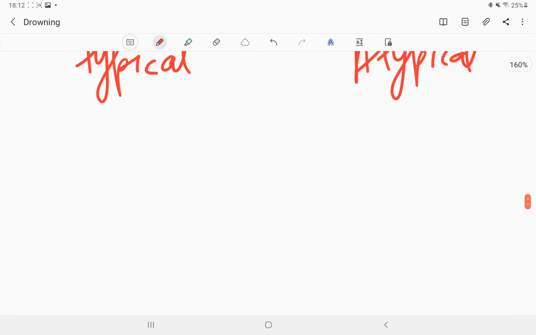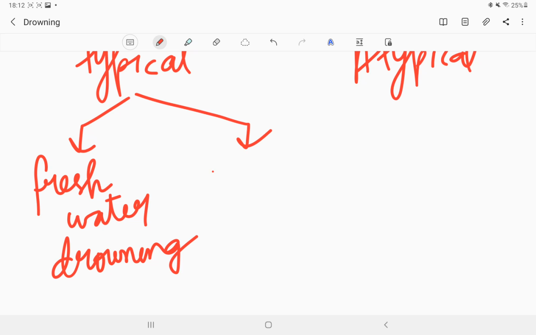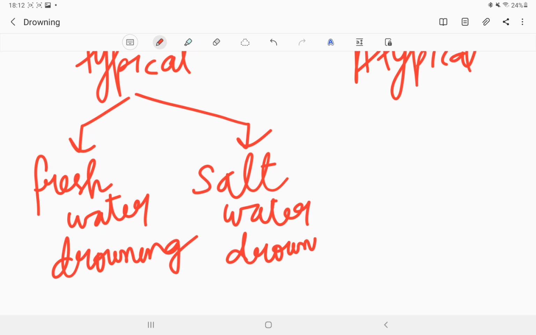What are the subtypes of typical drowning? As simple as that: freshwater drowning, and brackish water drowning, also known as salt water drowning, where the salt is higher and the person is drowning. Atypical drowning is also divided into a few subtypes which we'll be talking about later.